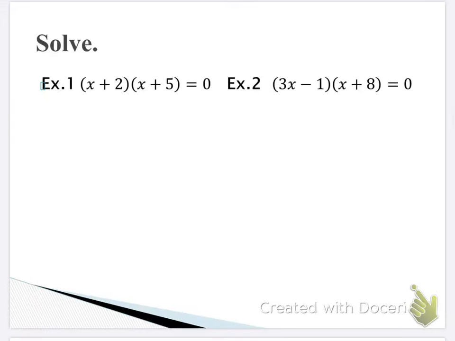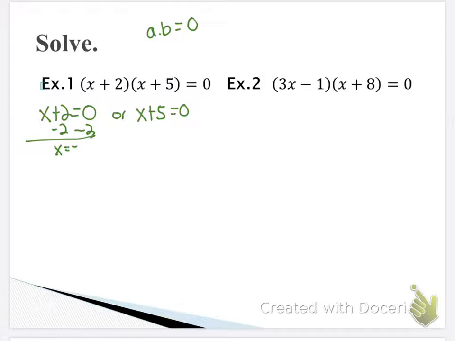So if we want to solve example 1 and example 2 here, we know that for this zero product property, a times b equals 0, so a has to be 0 or b has to be 0. So when we see that we have two terms being multiplied, we set them equal to 0. So you have x plus 2 equals 0 or x plus 5 equals 0. And then we solve for x. To get x by itself, we subtract over the 2. We get x equals negative 2, or subtract over the 5, and we get x equals negative 5.